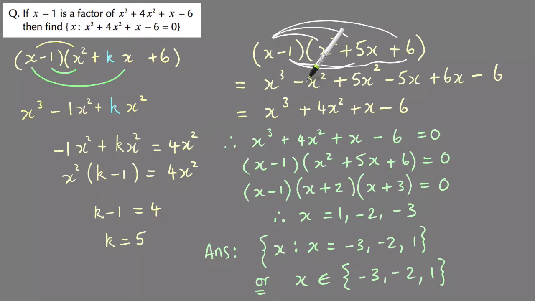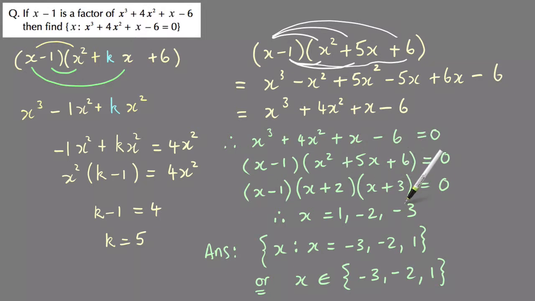So that means the cubic being equal to 0, which is what you're being asked to find here, the set of x values, so letting that equal 0, then that becomes x minus 1, this bracket, equals 0, and then this easily factorizes into x plus 2, x plus 3. From there, the x values are the values of x that make each bracket 0. So from here, x equals 1, minus 2, and minus 3.